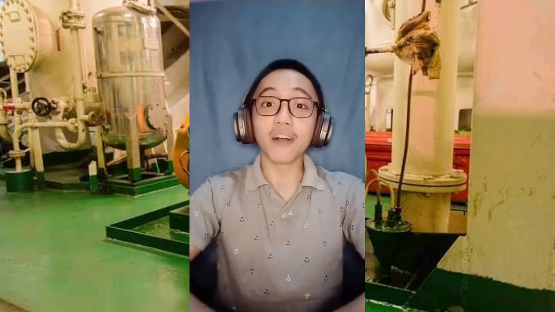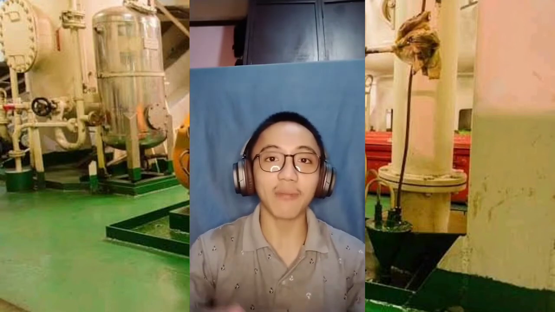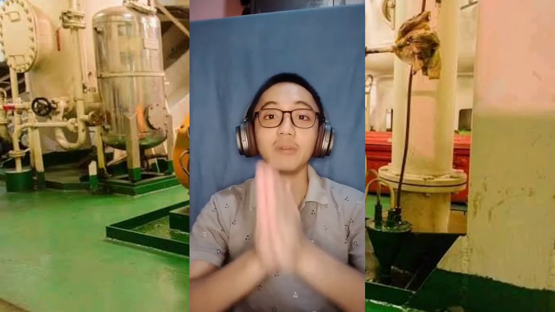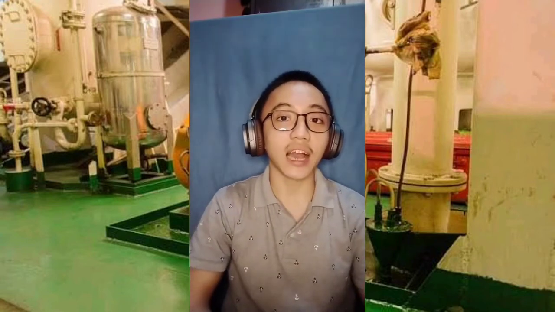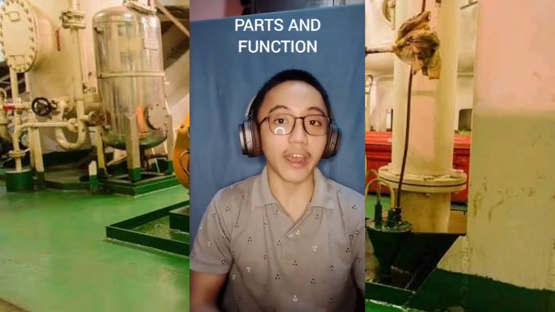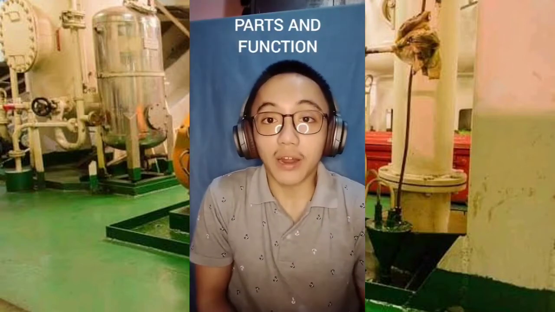So, ano nga ba ang compressed air starting system? Ang air compressed starting system ay isang power source na ginagamit natin para mag-provide ng initial rotation para mag-start ng large diesel and gas turbine engines. Bilang isang marine engineer, kailangan natin magka-knowledge about dito kasi hindi natin alam kung kailan tayo magkakaproblema sa isang part ng engine na ito. So, let's get started with the parts and function of the air compressed starting system.